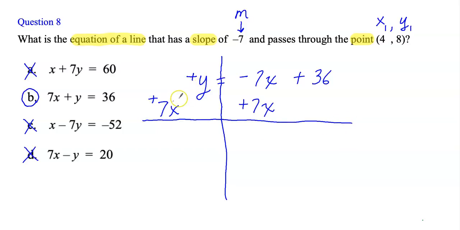So this becomes 7x. I'll write the 7x part first because that's how it shows up here. Plus y. Bring down your equal sign. This goes to 0. And then bring down your 36. And now it matches up perfectly.